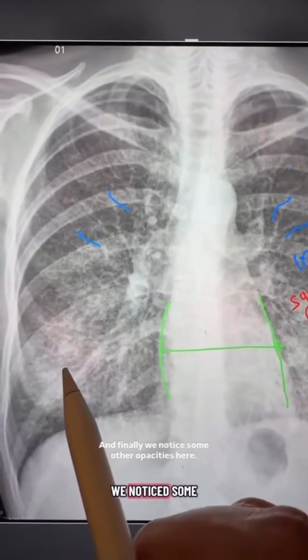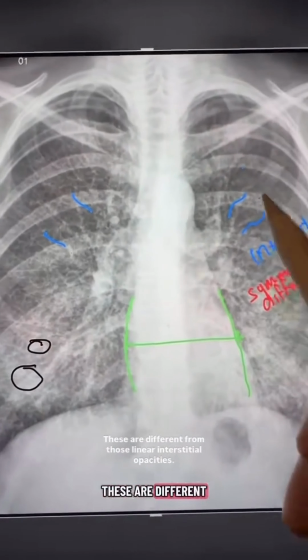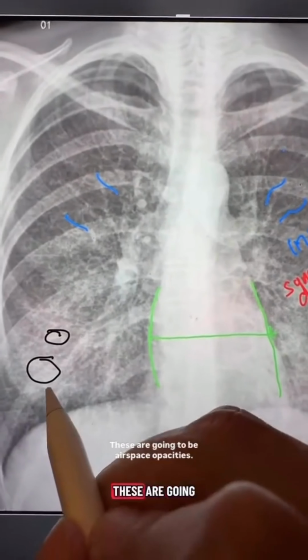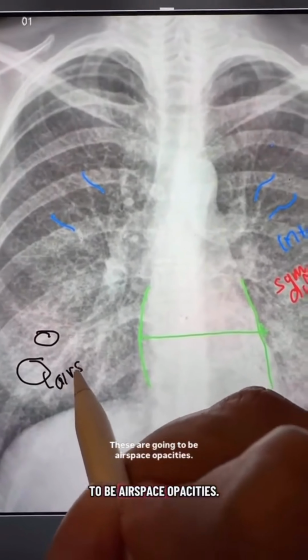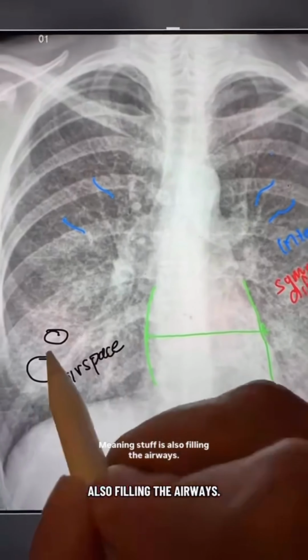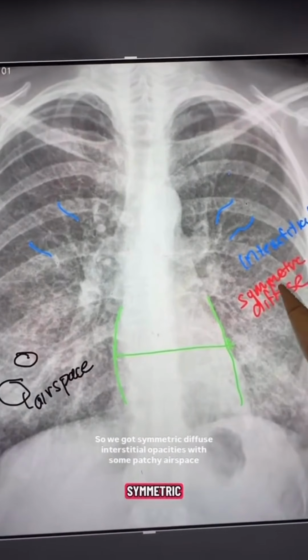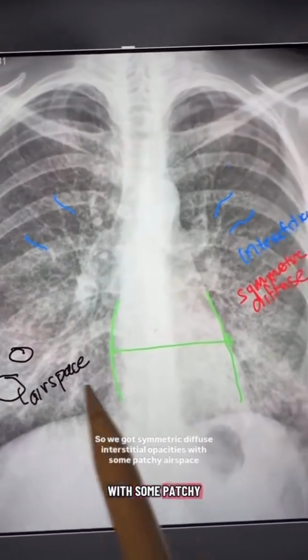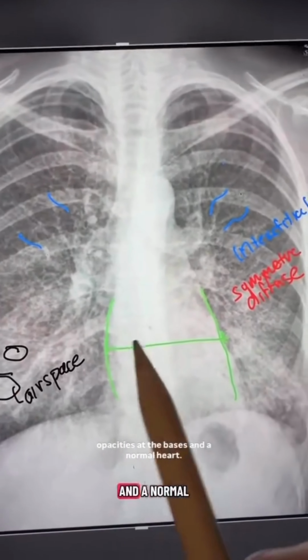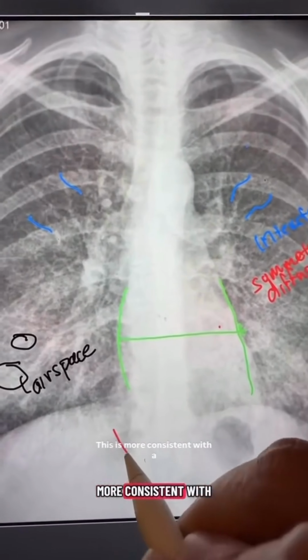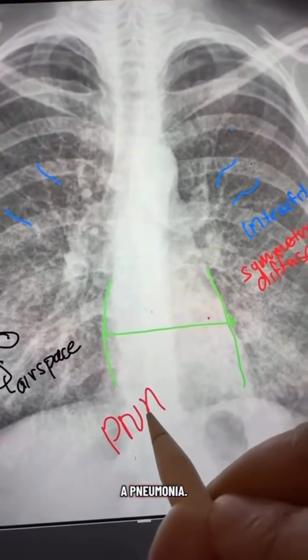And finally, we notice some other opacities here. These are different from those linear interstitial opacities. These are going to be airspace opacities, meaning stuff is also filling the airways. So we got symmetric, diffuse, interstitial opacities with some patchy airspace opacities at the bases and a normal heart. This is more consistent with a pneumonia.